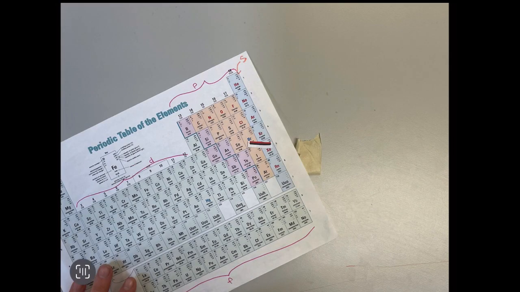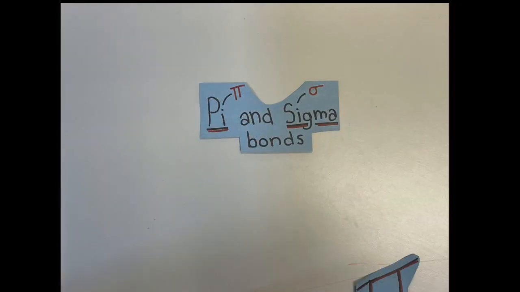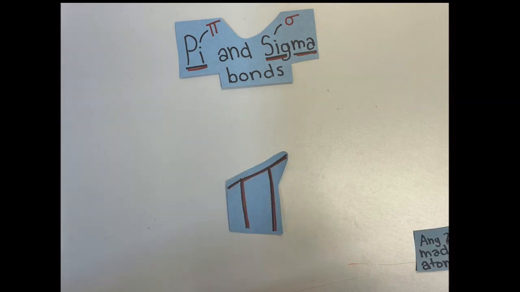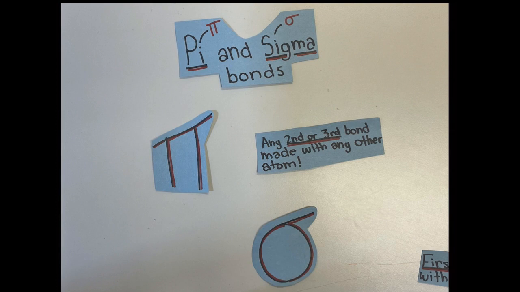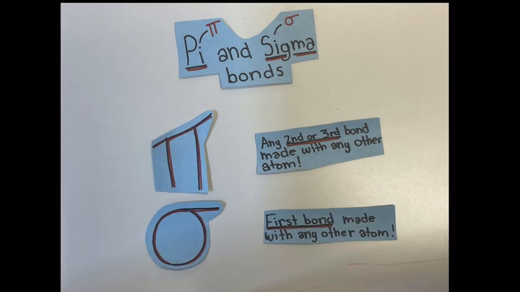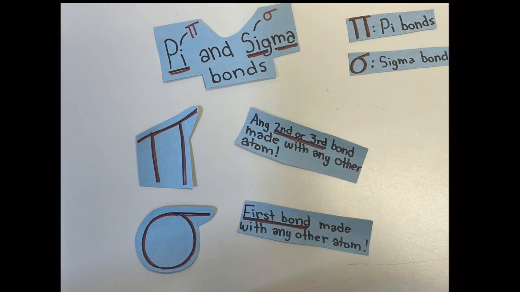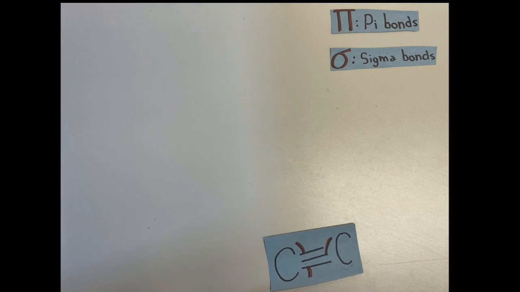Alright, awesome. Let's move on to our next concept. We're going to take a look at pi and sigma bonds. First, let's look at pi: any second or third bond made with any other atom. And a sigma bond is the first bond made with any other atom. There it is up there, just to take a look at for quick reference.